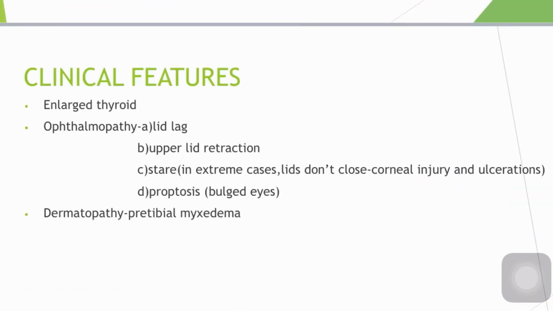Let's jump on to the clinical features. So the first one is the enlarged thyroid. The second one is ophthalmopathy. So here you can see that there is lid lag or upper lid retraction, and the person looks like he's staring. Now in extreme cases, the person cannot close his eyelids, and then this leads to corneal injuries and ulcerations because there is no protection to the eyes.